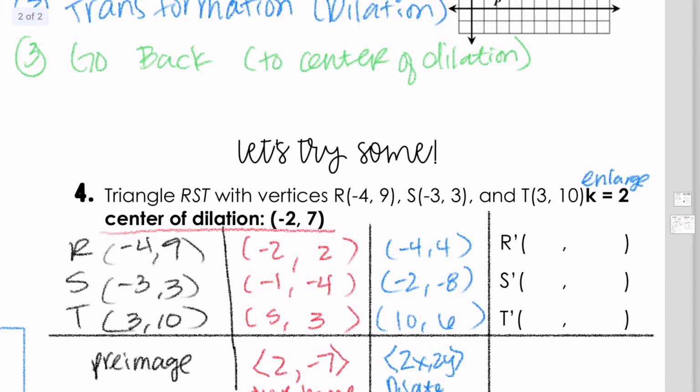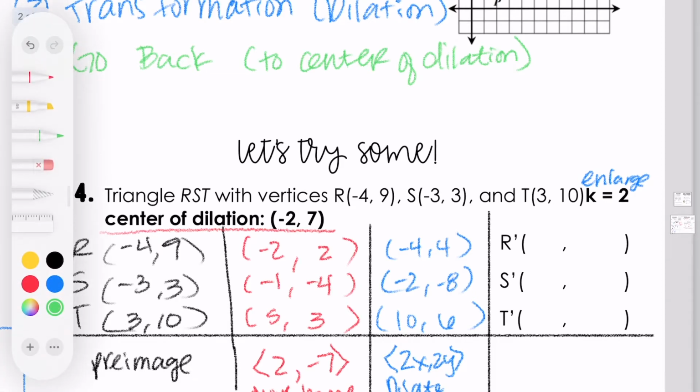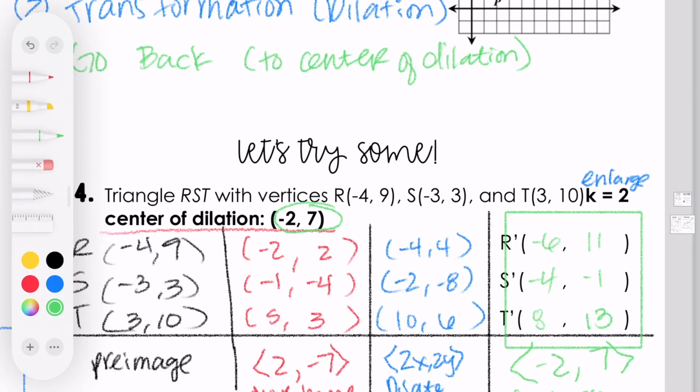And now you're going to go back home. So we went to the right 2, down 7 to get to the origin. Now we're going to do the opposite, and we're going to subtract 2 and go up 7 to get back to our original center of dilation. So I'm going to subtract 2 all the way down. And then I'm going to add 7 all the way down. And this would be our final answer.